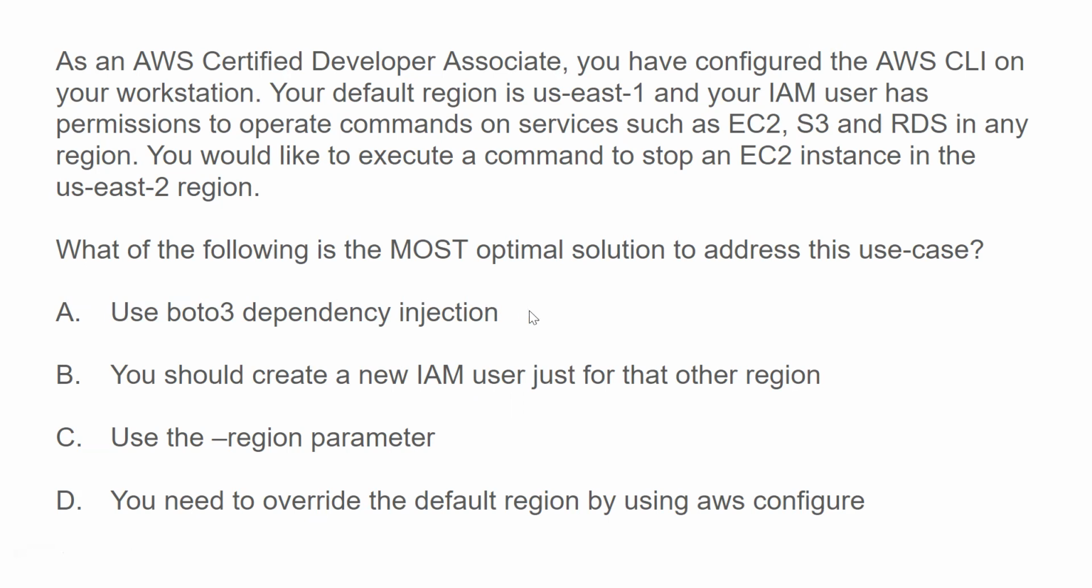A, use Boto 3 dependency injection. B, you should create a new IAM user just for that other region. C, use the --region parameter. D, you need to override the default region by using AWS configure.